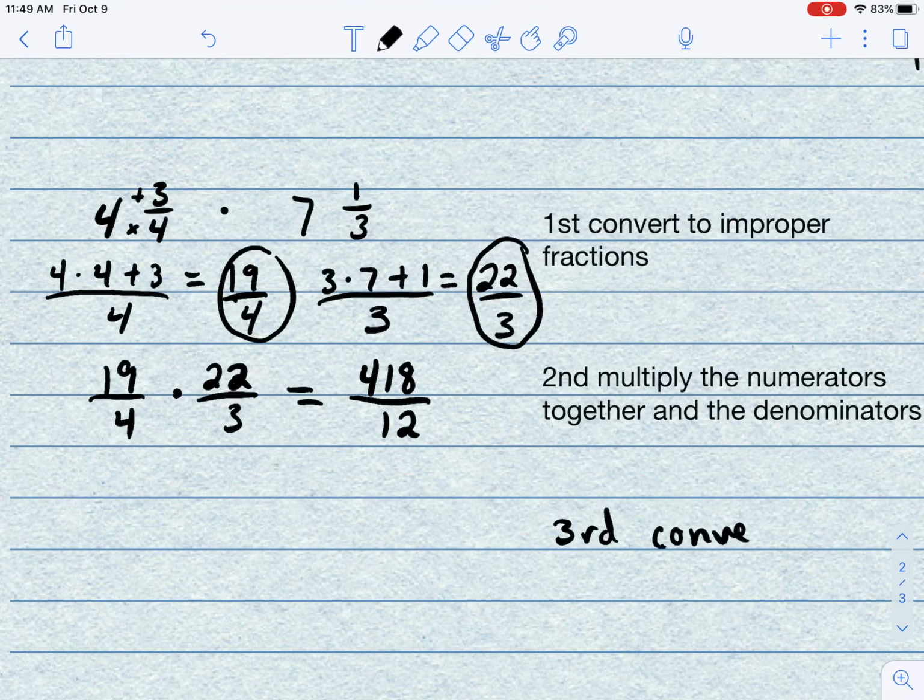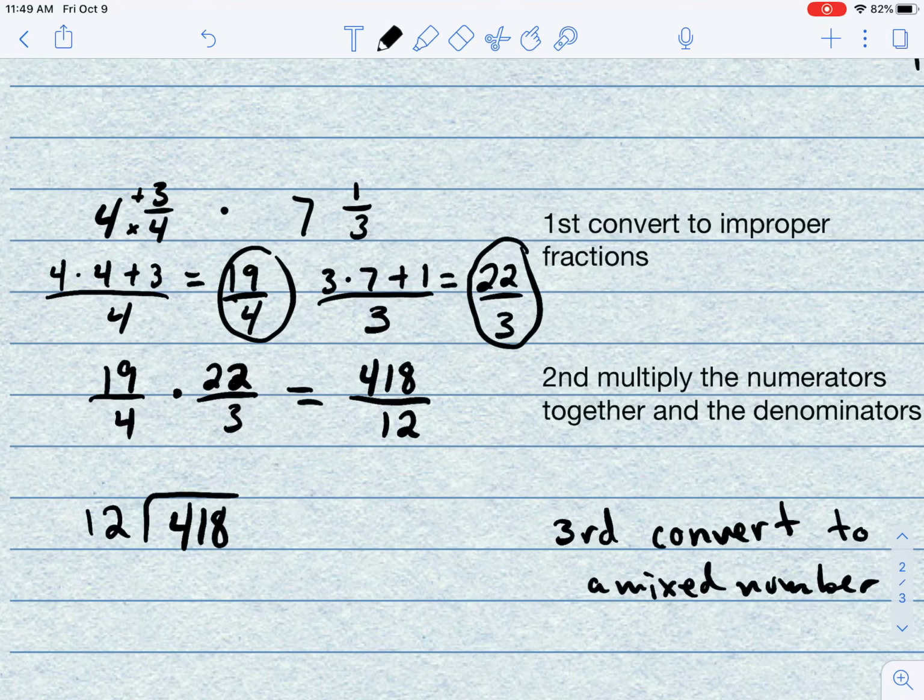So then last step, so third would be convert to a mixed number. Okay, so to convert this to a mixed number, we take the top number, divide it by our bottom number, where the numerator goes under the bracket and the denominator goes out in front. So now it's just division.